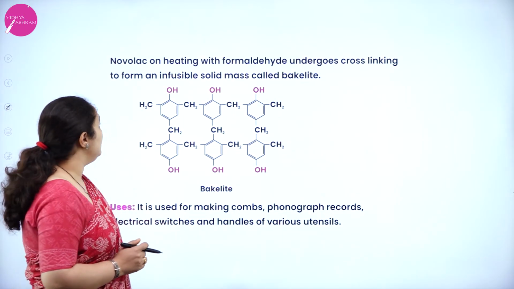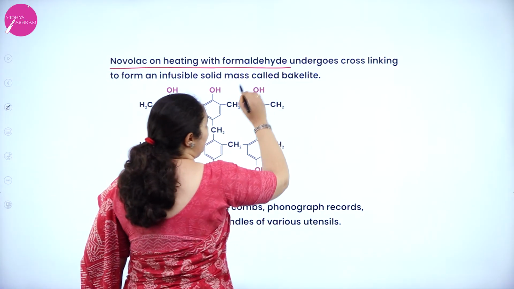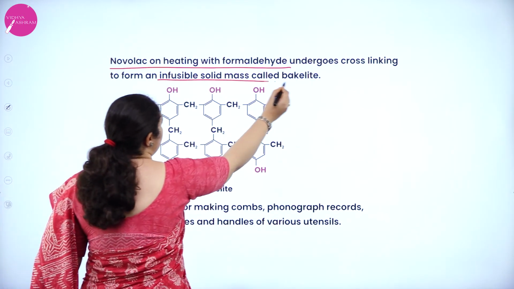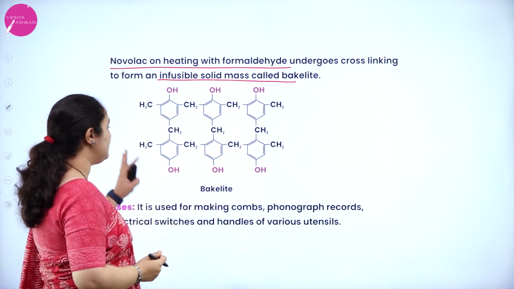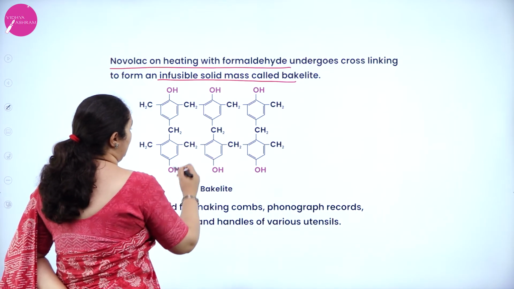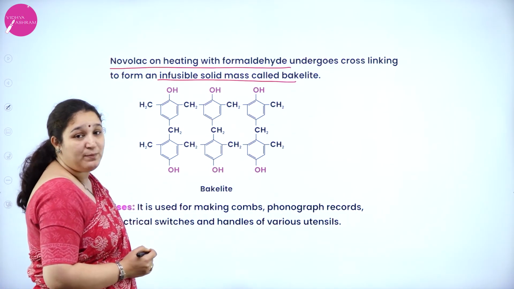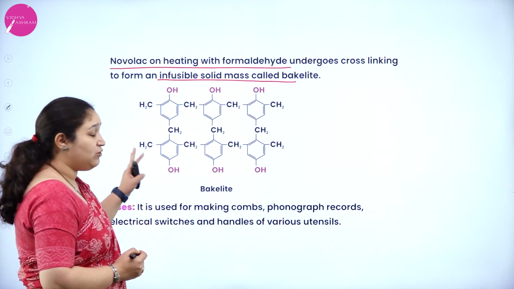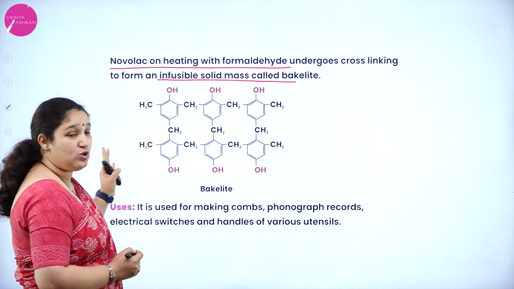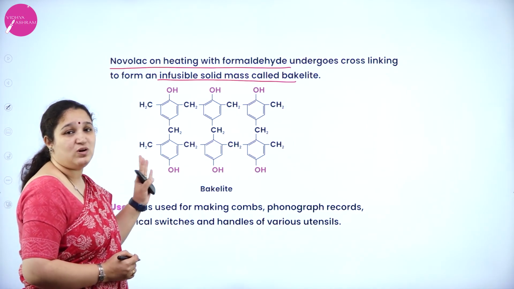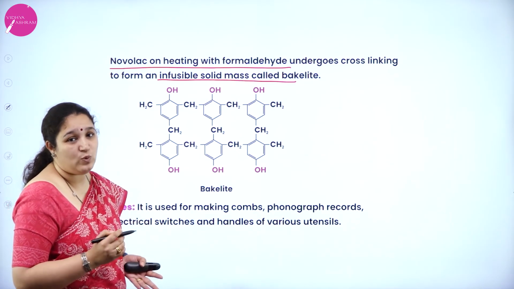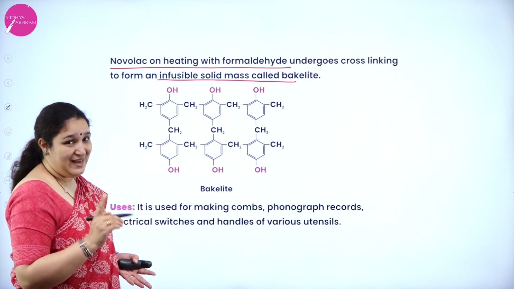Next, this novolac on heating with formaldehyde again undergoes extensive cross-linking to give an infusible solid mass called bakelite, and this is the structure of bakelite. You can see CH2 alternatingly it is present and OH is present on the benzene ring. Now this structure for your exam is not important, they have never asked this. It's a huge structure, you need to just know what is phenol formaldehyde resin and what is its monomer, as well as what is novolac. From the exam point of view.